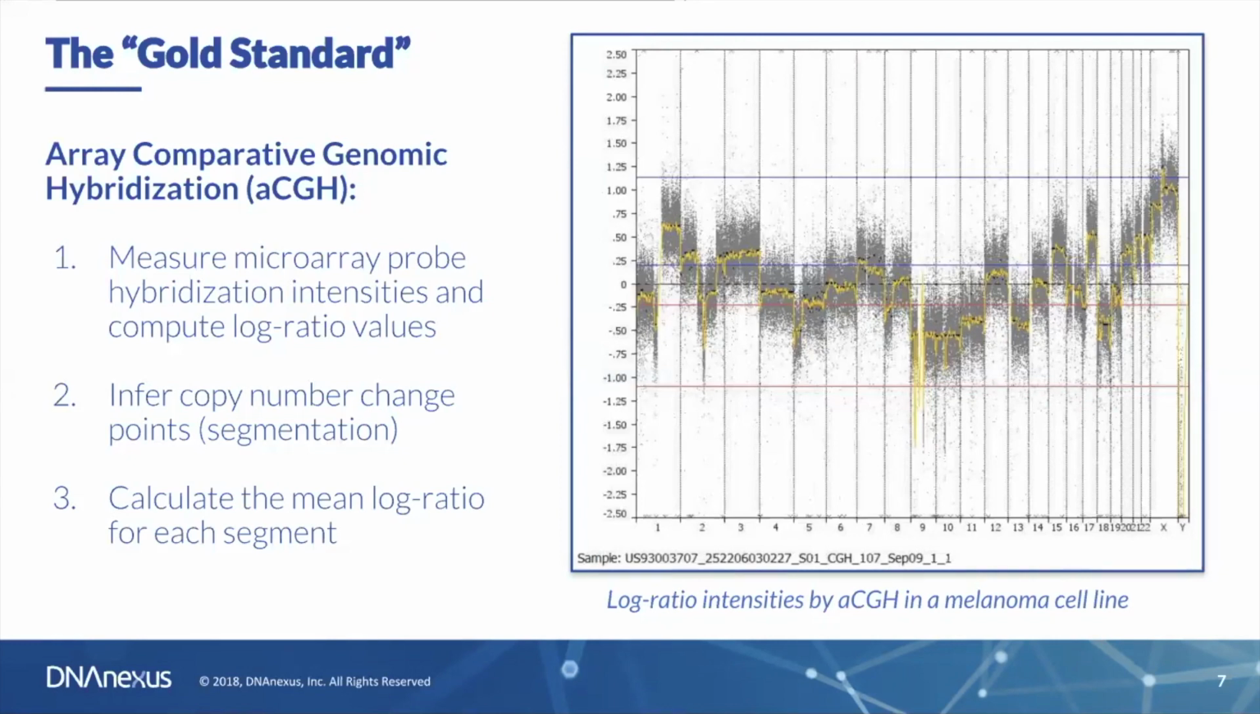We can put these to logarithmic scale for reasons we may or may not go into later, and those are your log ratio values. That's what you see in the plot on the right as gray dots. Log ratio probe intensities across the entire genome. The x-axis here in the plot is chromosomal position, and the y-axis is the log ratio of probe intensities.